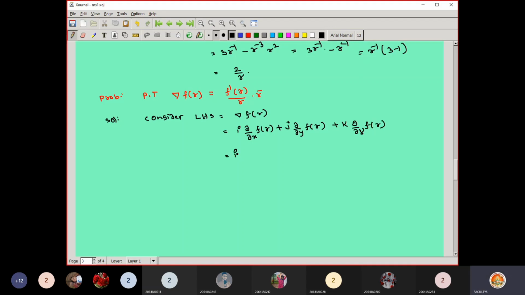So this is equal to i. You are taking the differentiation with respect to x of a function. Whenever you are taking the differentiation of a function, better you write down its derivative, f dash of r, into the internal derivative, which is dou r by dou x.